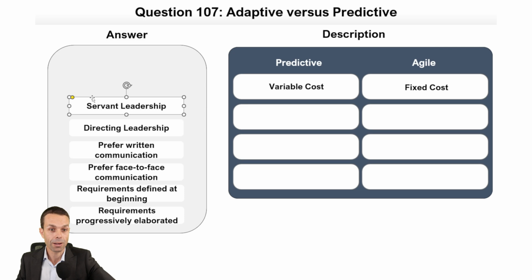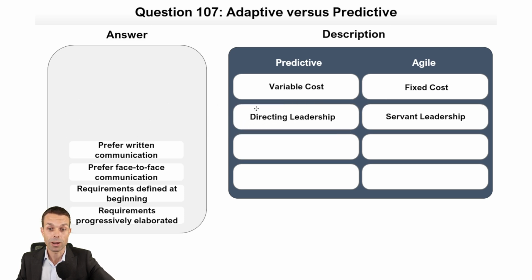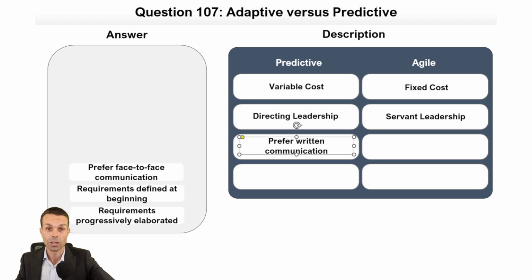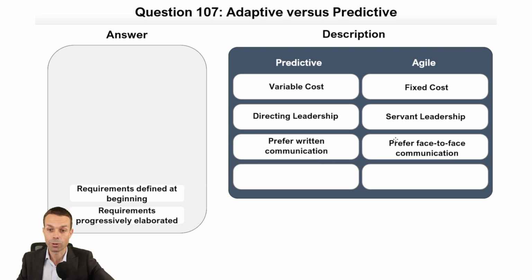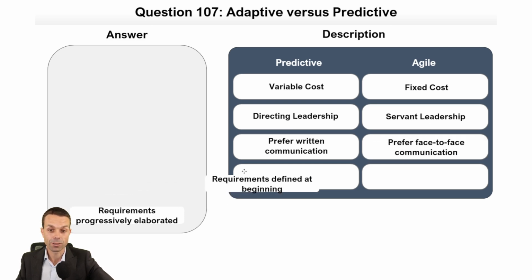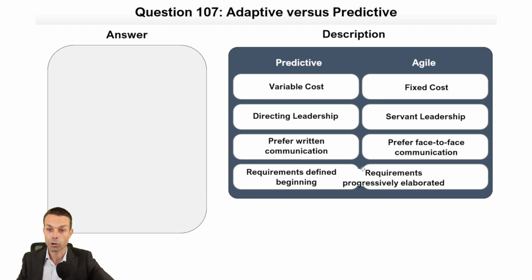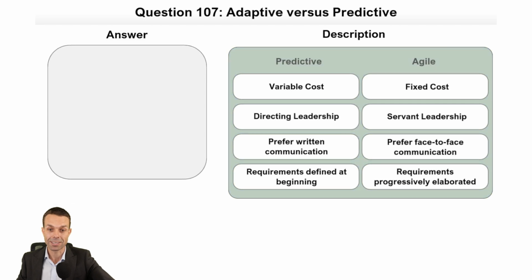In Agile, we're going to have servant leadership. And in Predictive, we're going to have directing leadership, a little bit more of a command and control. In Predictive, we're going to prefer written communication, so system documents and requirements documents. But in Agile, we prefer face-to-face communication. Now, in Predictive, we're going to define the requirements at the beginning, and in Agile, we can progressively elaborate those requirements. Let's double check and see how we went.